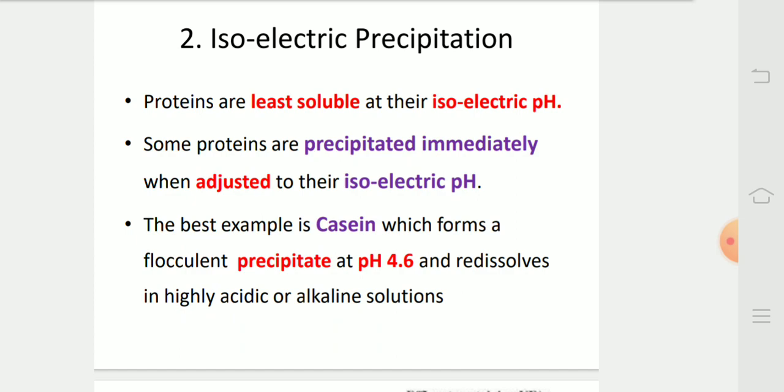Second is isoelectric precipitation. Proteins are least soluble at their isoelectric pH. Some proteins are precipitated mainly when they are adjusted to their isoelectric pH. The best example is casein, which forms a flocculent precipitate at pH 4.6 and is redissolved in highly acidic or alkaline solutions.